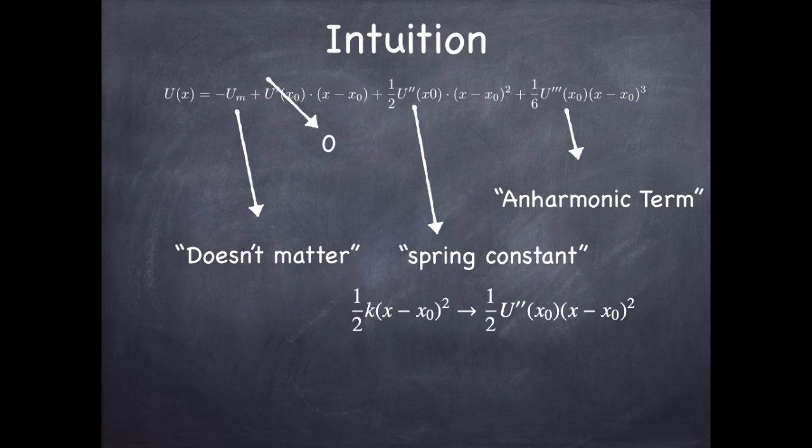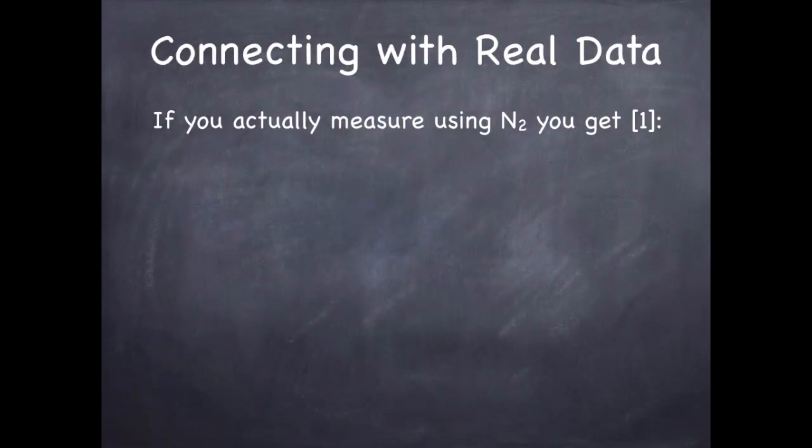And so what we discover is that, in fact, the effective spring constant of this potential is nothing other than the second derivative of the potential with respect to x. So very exciting. Well, how do we connect this with real data?